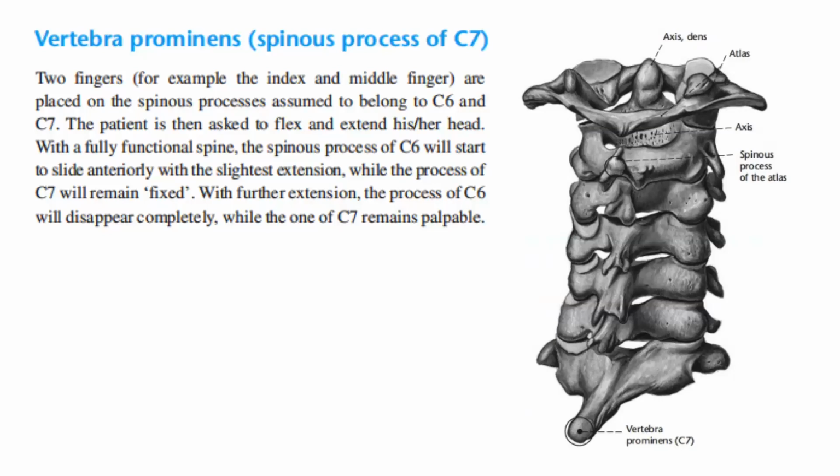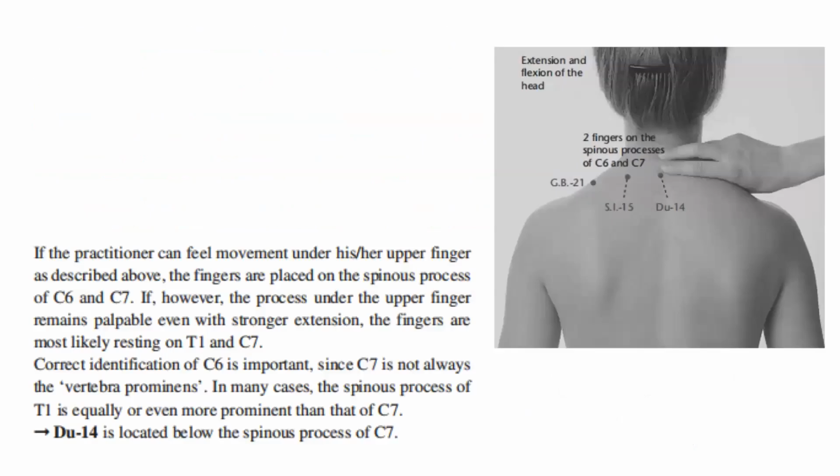With a fully functional spine, the spinous process of C6 will start to slide anteriorly with the slightest extension, while the process of C7 will remain fixed. With further extension, the process of C6 will disappear completely, while the one of C7 remains palpable.